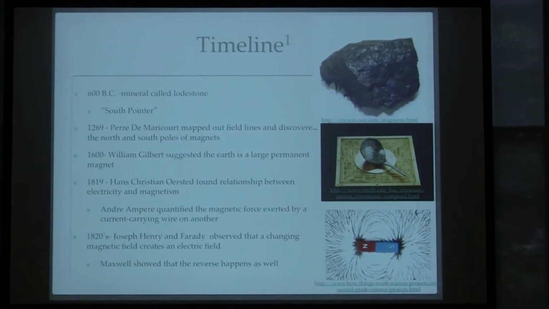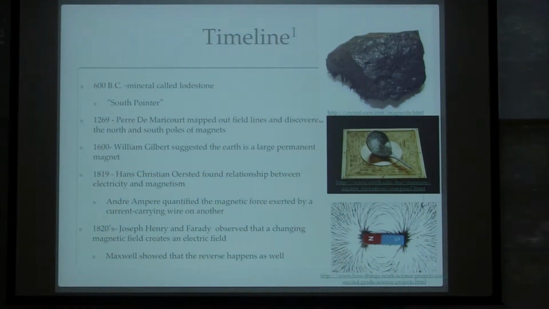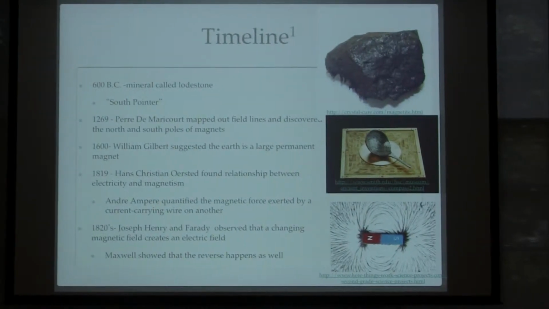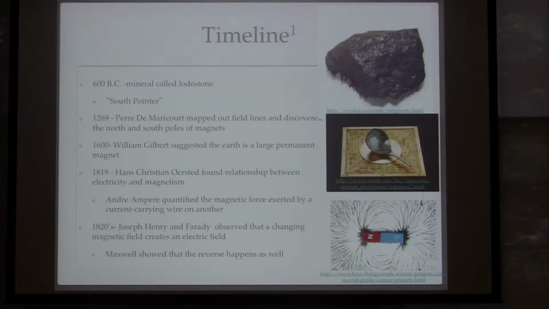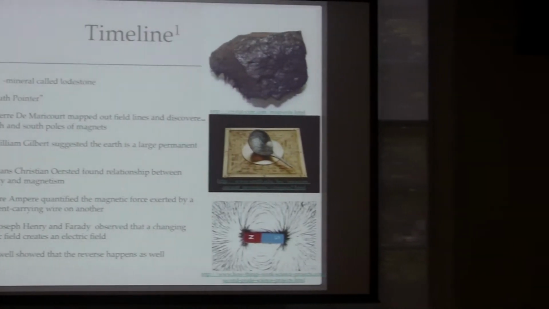If you go back, it all goes back to like 600 BC, which is kind of crazy to think about. These guys were basically walking around, checking out different things, and they found lodestone, which is basically a magnetite crystal. Because of the way it's formed geologically, it actually maintains a magnetic moment. They called it a south pointer. They found that this rock, if you let it sit in some water, will actually float and point to the right thing, which is kind of a neat thing.